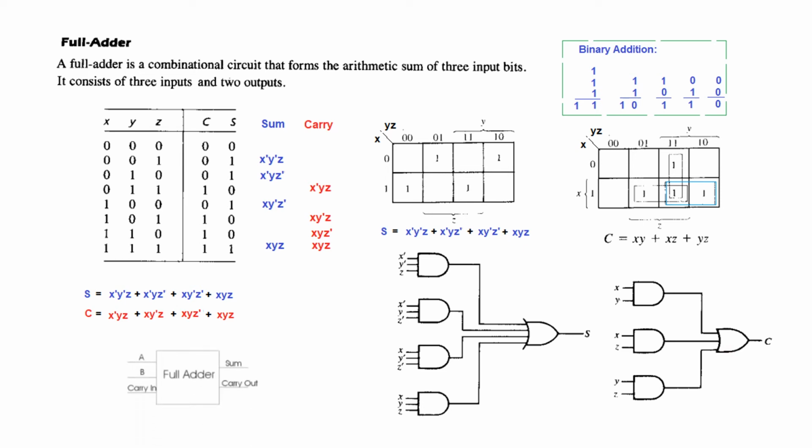And if you have to write it symbolically, we just write like this. We say full adder, 3 inputs A, B and carry, and the output is sum and carry out.